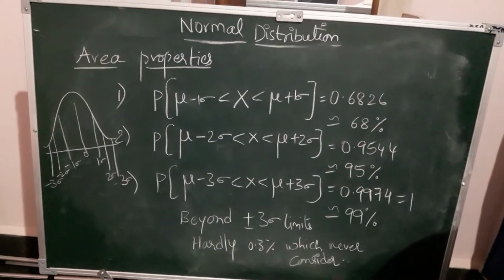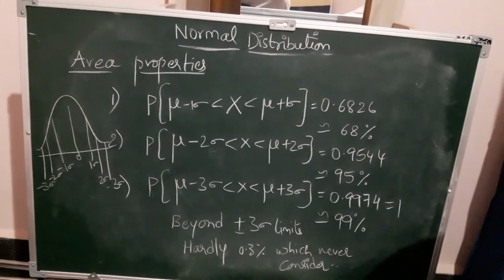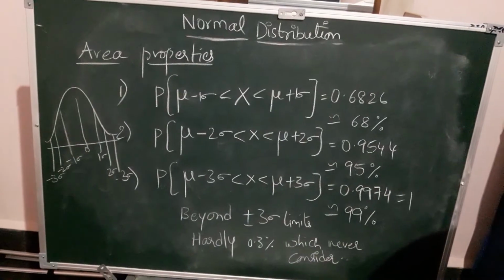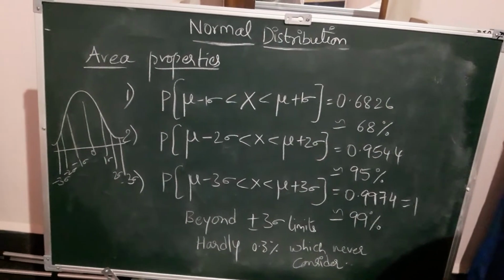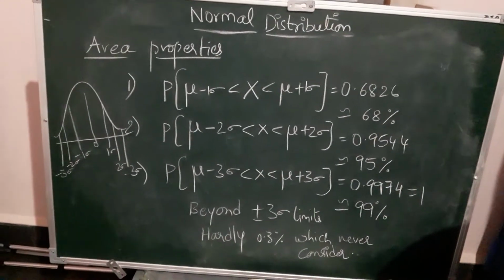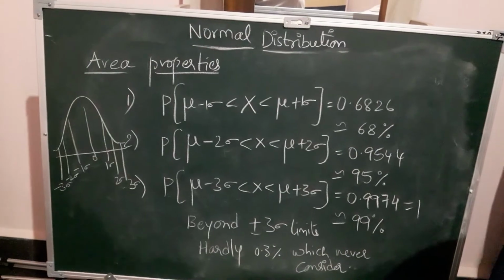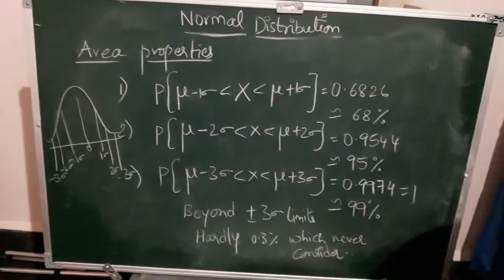And property number 11: the total area under the normal curve is equal to 1. So from minus to plus infinity in a normal curve, 0 to infinity the value is 0.5, and 0 to minus infinity the value is 0.5, and from minus to plus infinity the total area under the curve is 1.